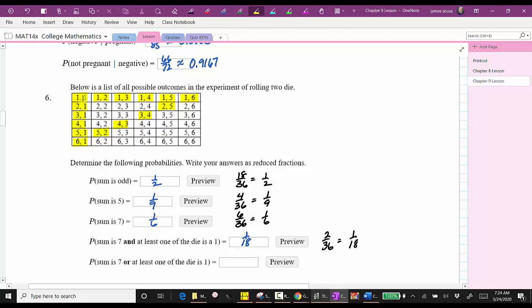So we have a total of 15 favorable outcomes out of a total of 36, which gives us a probability of 15/36, which does simplify because 15 and 36 share a common factor of 3. The probability simplifies to 5/12.